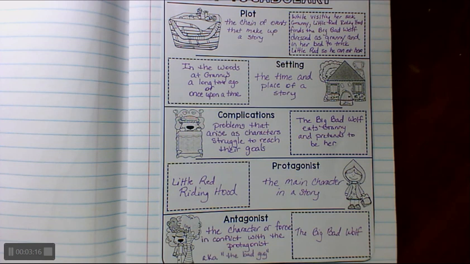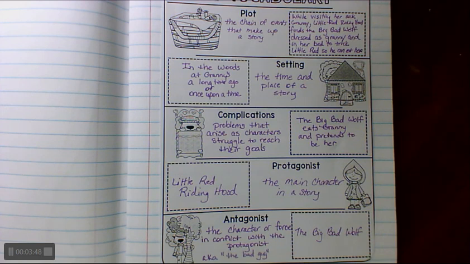The plot is the chain of events that make up a story. As we have here in Little Red Riding Hood, the plot is, while visiting her sick granny, Little Red Riding Hood finds the big bad wolf dressed as Granny and in her bed to trick Little Red Riding Hood so he can eat her. That's the plot or the gist of the story of Little Red Riding Hood. Plot is also the story. What is the story of Little Red Riding Hood?